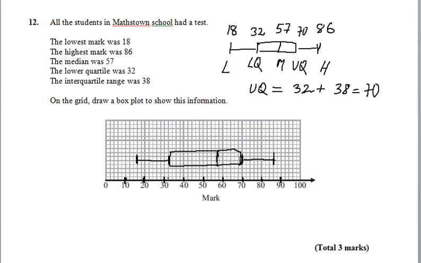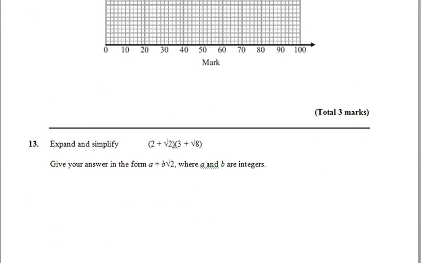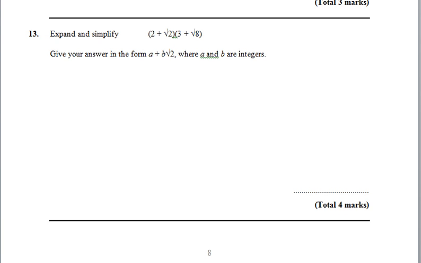Alright, and let's move to the next question now. Question 13 on our favorite surds. So that shouldn't be a problem, right? We expand and simplify. So we have our brackets: 2 plus square root of 2 times 3 plus square root of 8.